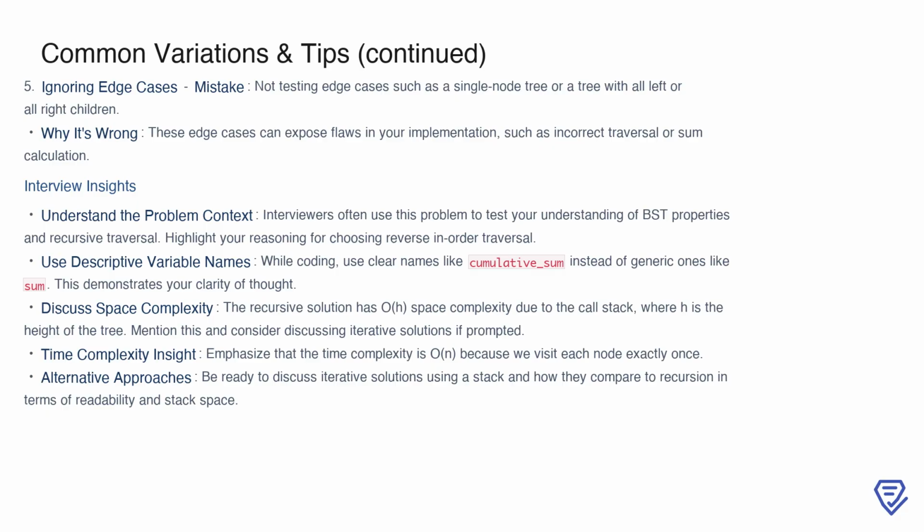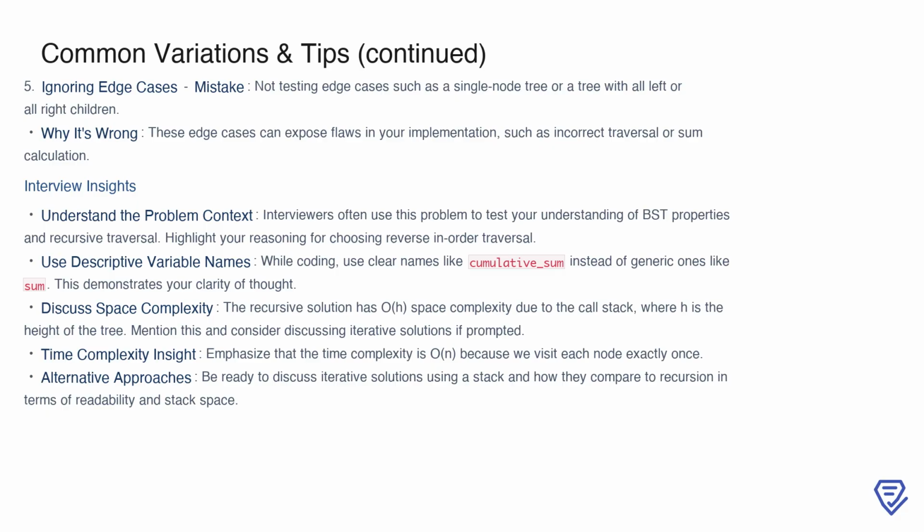From an interview perspective, this problem isn't just about coding, it's a test of your understanding of binary search trees and your ability to reason through recursive traversal. Make sure you can clearly explain why reverse in-order traversal is the right choice. Also, pay attention to your variable names. Using descriptive names like cumulative_sum rather than something generic like sum can make your thought process clearer to the interviewer.